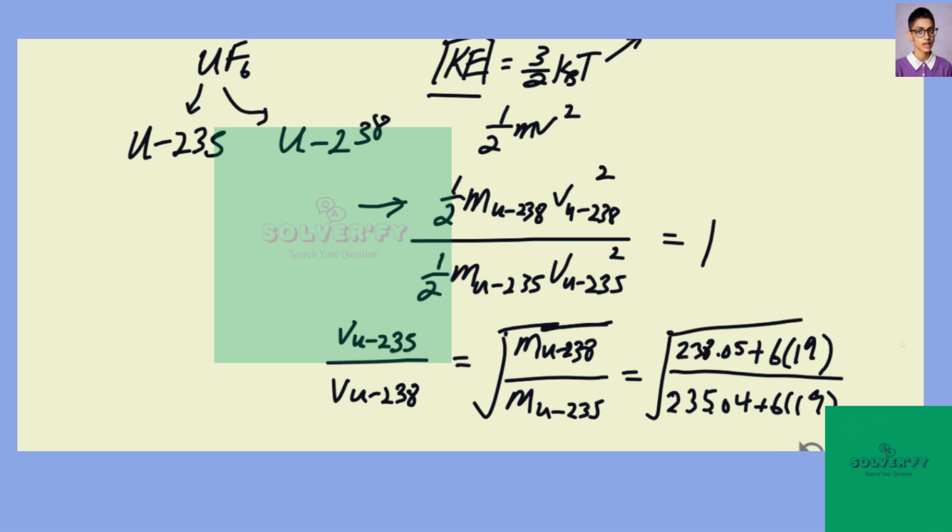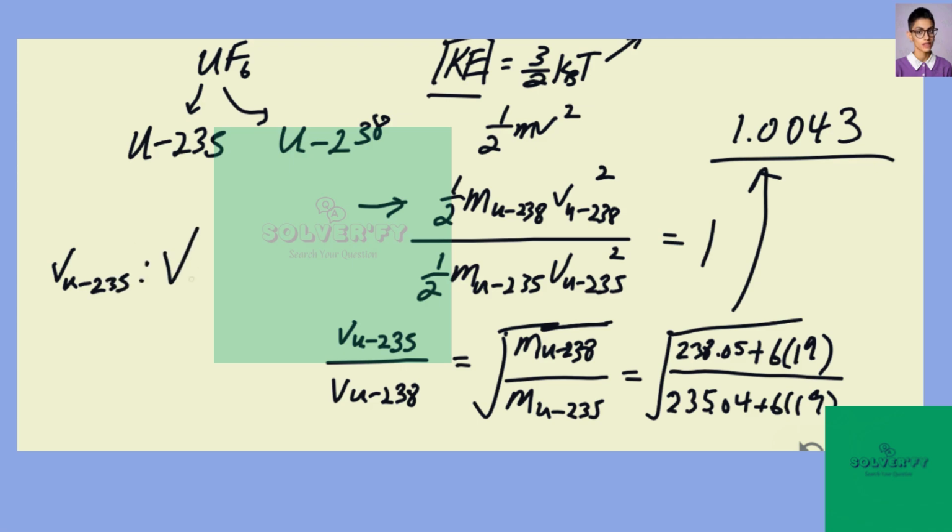Alright, and we should get a value of 1.0043. And so the ratio of the velocity of the molecule containing 235 to the velocity of the molecule containing 238 is 1.0043 to 1. So slightly faster, because of its lower mass.